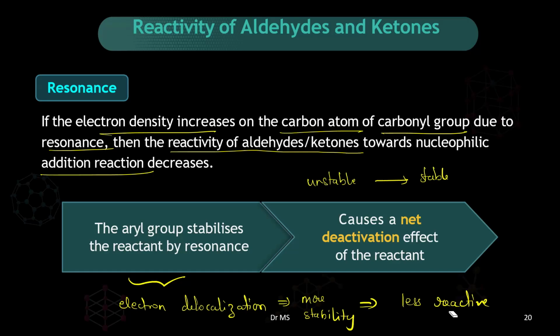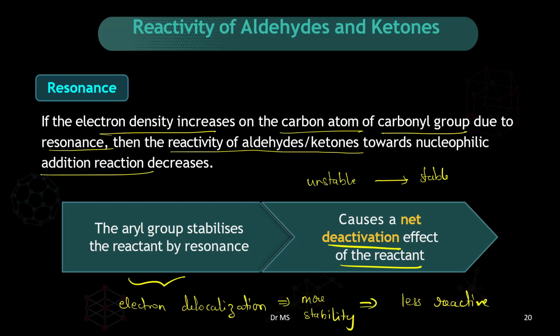Okay, so if resonance is more, then the electron delocalization will be more. Due to that, there will be more stability. Because of that, there will be less reactivity. Understood this? So that will cause a net deactivation effect of the reactants. That means whatever the reactants are there, they will not participate in the reaction. They will just sit quiet without involving in the reaction.